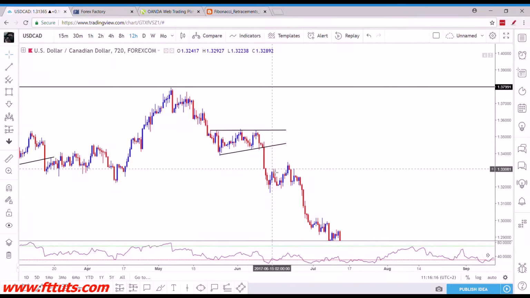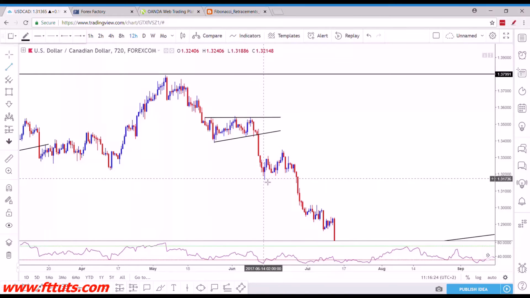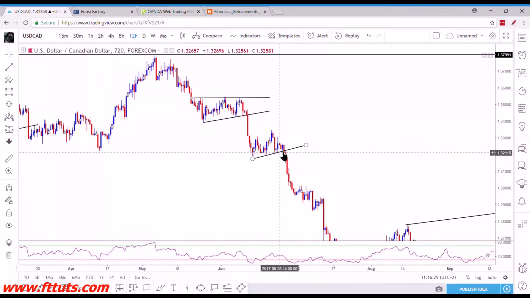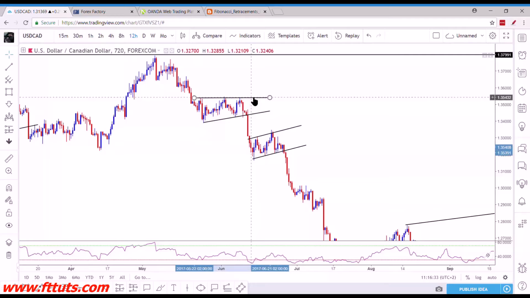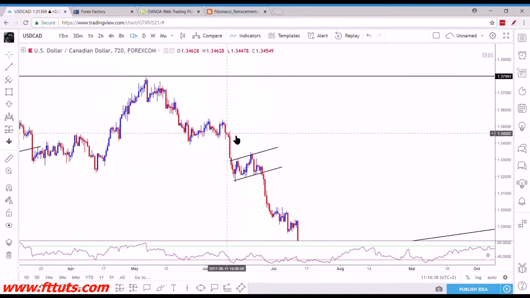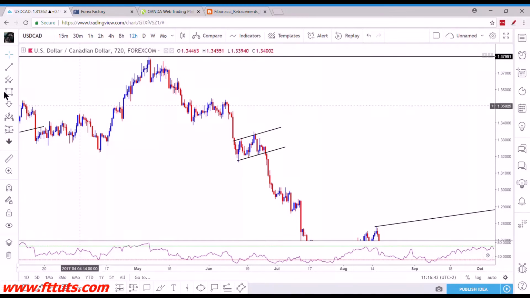Because normally for a flag, you want the pole to be really steep. So that's not that steep. This is steep, so that would be a nice flag. So that's a flag. Let's take this one off. And basically, when a flag happens, the flag pole is the MPO, the minimum price objective.